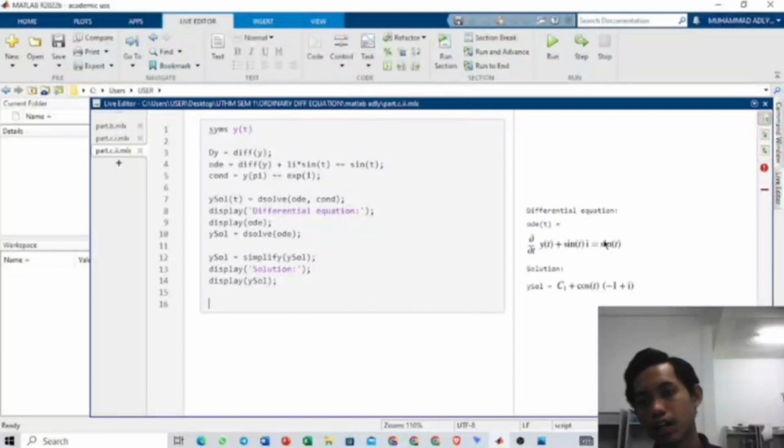So this is what our group got from the coding, and it generated this answer. Okay, this answer is the same as the manual calculation.